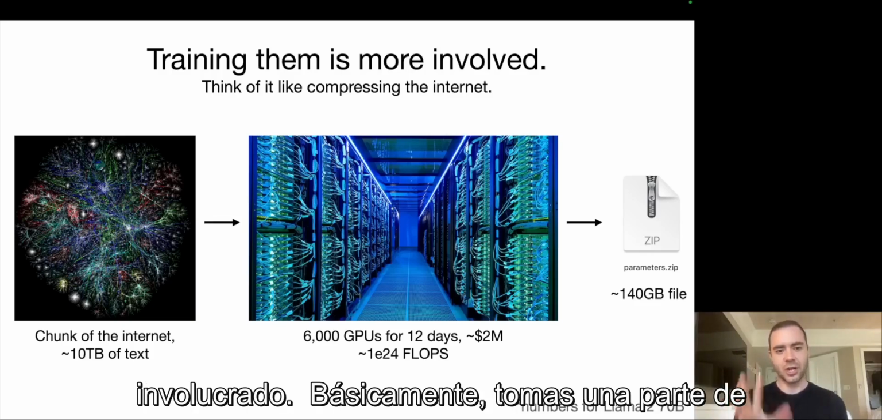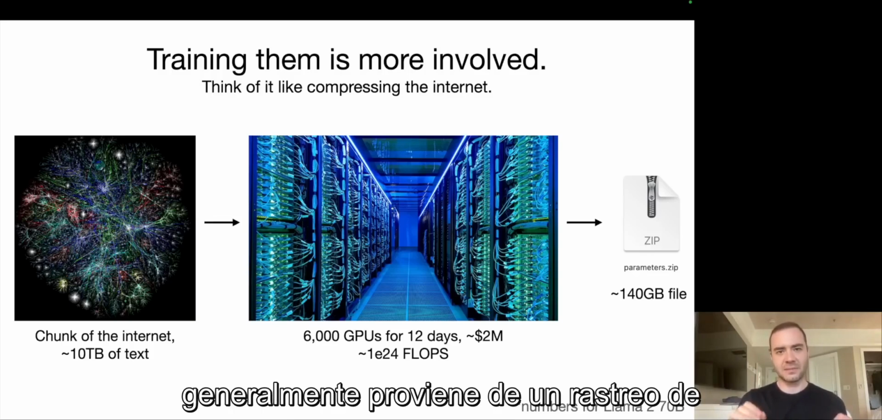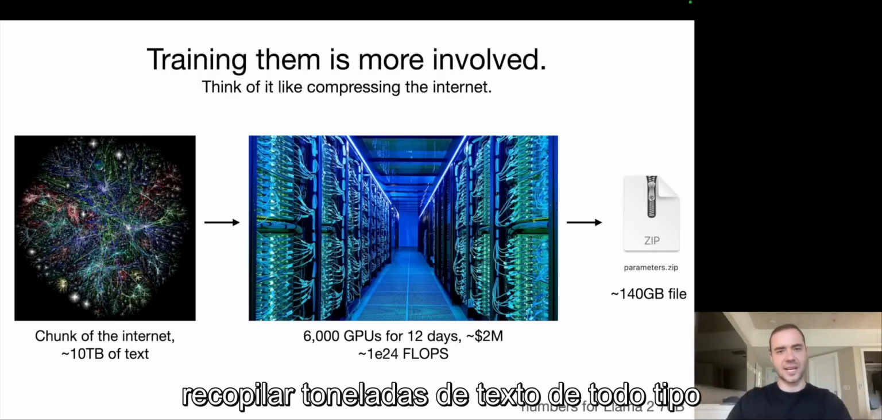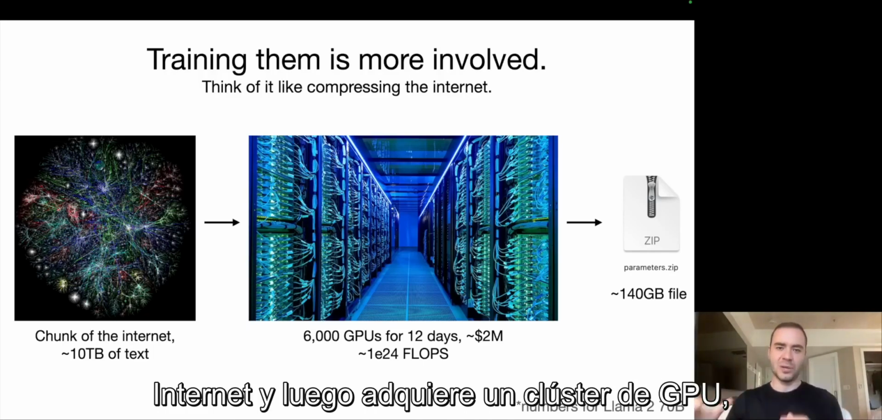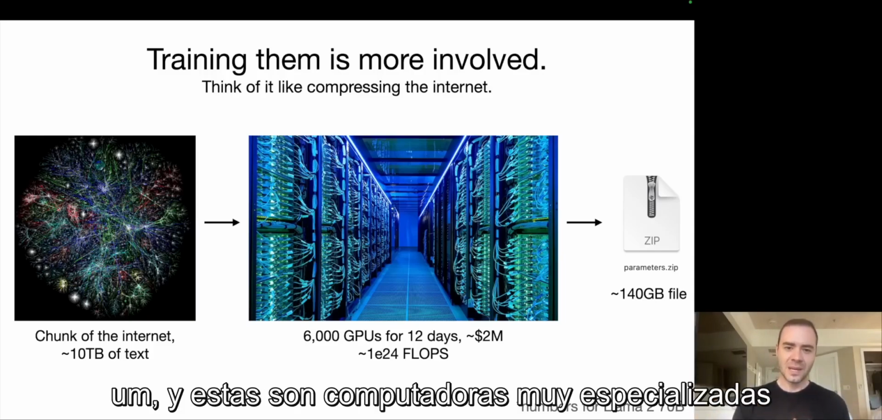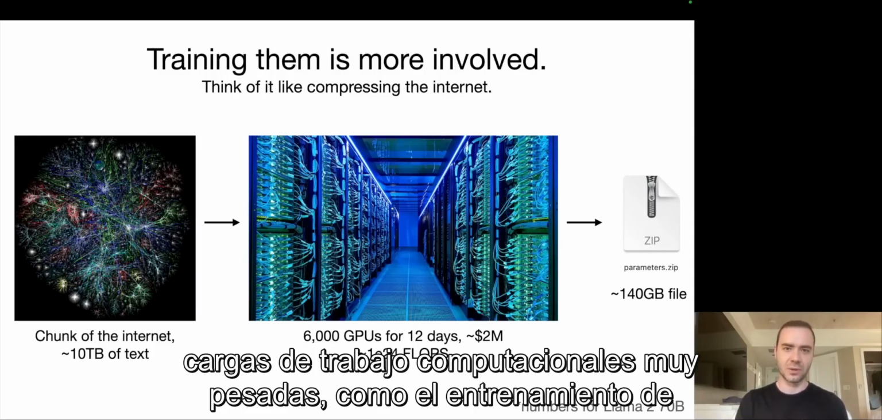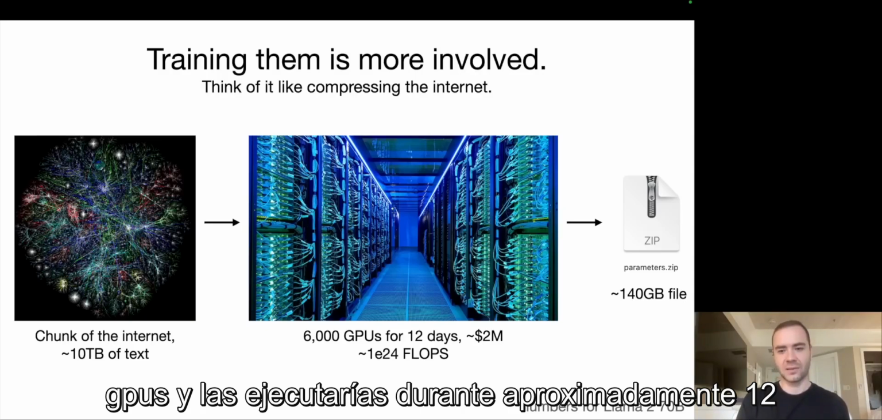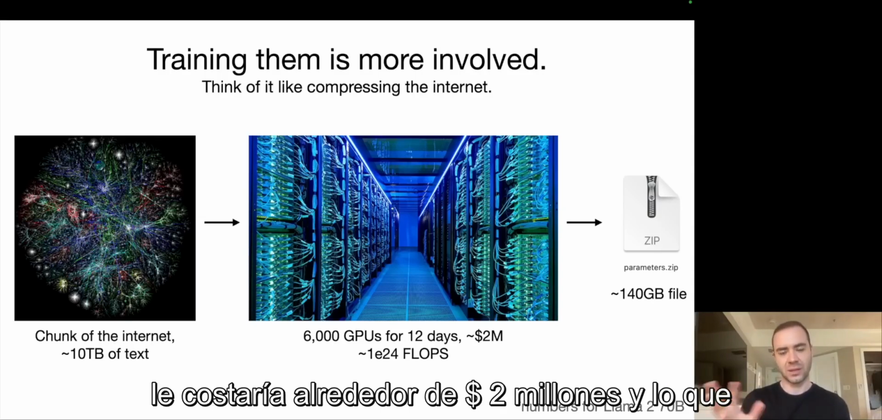You basically take a chunk of the internet that is roughly, you should be thinking, 10 terabytes of text. This typically comes from a crawl of the internet. Just imagine collecting tons of text from all kinds of different websites and collecting it together. So you take a large chunk of internet, then you procure a GPU cluster. These are very specialized computers intended for very heavy computational workloads like training of neural networks. You need about 6,000 GPUs, and you would run this for about 12 days to get a Llama 2 70B. And this would cost you about $2 million.